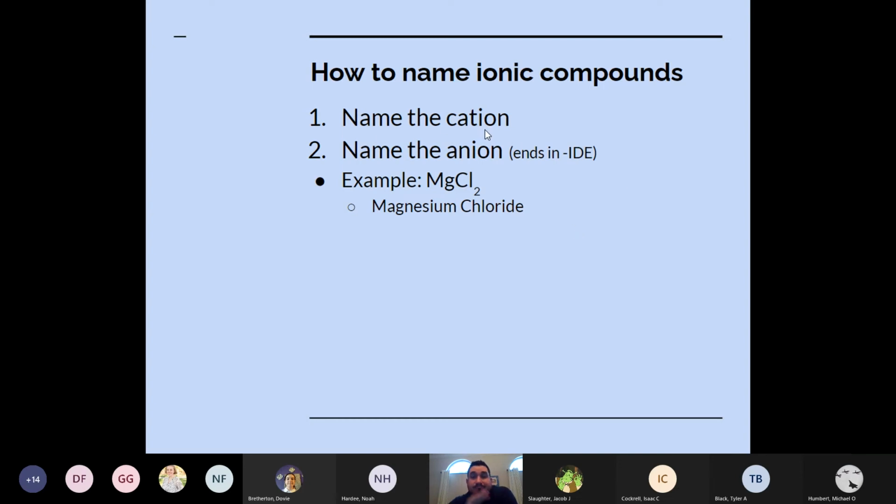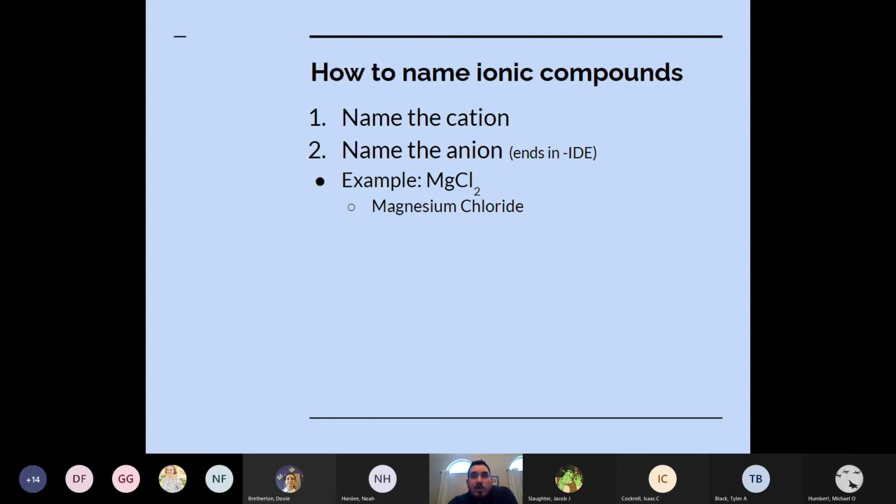So you name the cation, easy, simple. And then you name the anion. The anion is the nonmetal, the negative ion. Again, it's negative, got an N on there for anion. And remember that the anion ends in IDE. I've got that right there in parentheses. It ends in IDE. And that's it. There's no numbers, there's no prefixes, none of that kind of stuff.